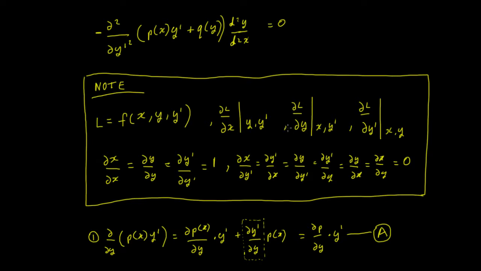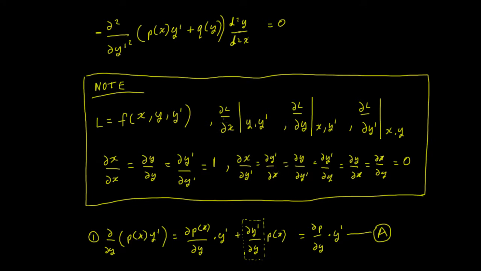And for partial L by partial y, the x and the y' would look like constants, and for partial L by partial y', the x and the y would look like constants. That's just as you would normally see with partial differentiation. So we've got these identities here: partial x by partial x, partial y by partial y, partial y' by partial y' are each going to equal 1, as you would expect.